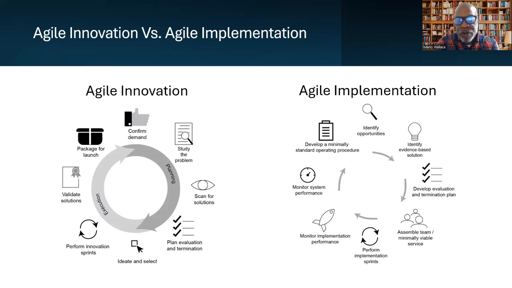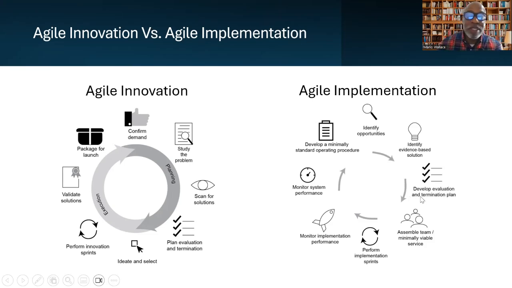The two models differ in the first three steps. In Agile innovation, the first step is confirm demand. The second step is study the problem. And the third step is to scan for solution. And as you can see, the fourth step is plan, evaluation, and termination, which is the third step in this particular model, Agile implementation. The first step of Agile implementation is to identify opportunities. The second step is to identify evidence-based solutions. And the third step is to develop an evaluation and termination plan.